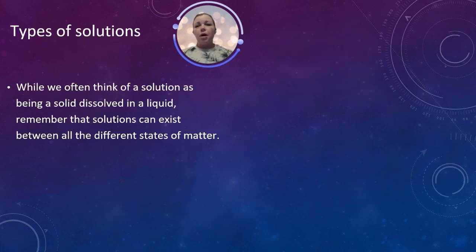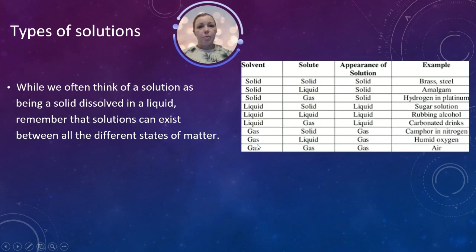Okay, so while we often think of a solution as being a solid dissolved in a liquid, remember that solutions can exist between all the different states of matter. So we can look at solid, liquid, and gaseous solvents and their different solutes. So you can have a solid dissolved in a solid, and that would give you the appearance of a solid because we would expect the solution to look like the solvent. And so this would be like brass or steel as an example. That's an alloy, which we've already talked about.